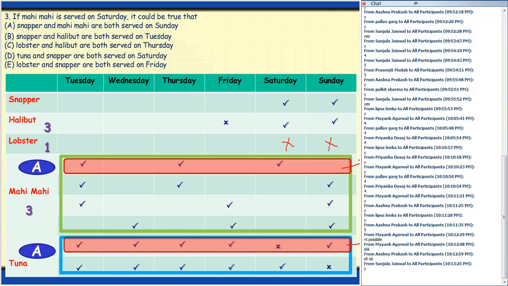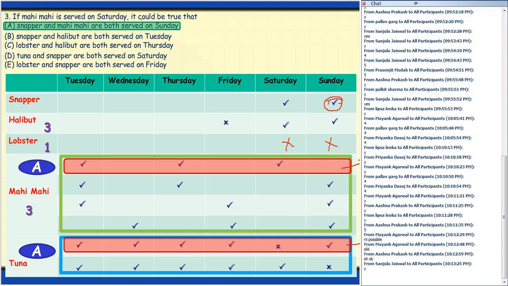What is the answer? The correct answer is option A, which you can see here. If mahi mahi is served on Saturday, so I need to take the pink case. Snapper, it could be. The question is "could be", not "must be". Snapper and mahi mahi are both served on Sunday. Snapper is served on Sunday.